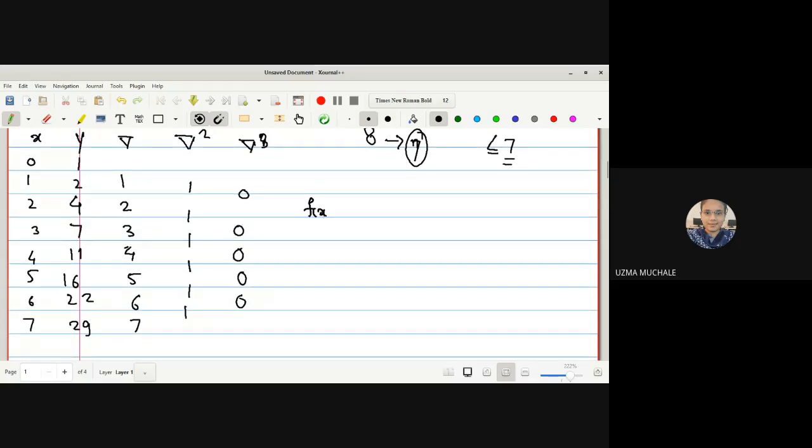The formula for backward difference is f of x equals yn plus del yn into p plus del square yn into p into p plus 1 divided by 2 plus so on. How many terms are we involving? Del cube is 0, and del raised to 4 and all higher terms will be 0. So we can have only the terms up to del square. Whatever terms we are having, let us put in the values.